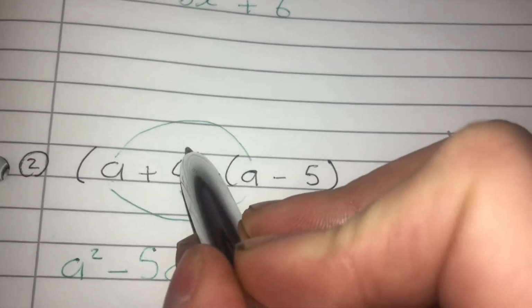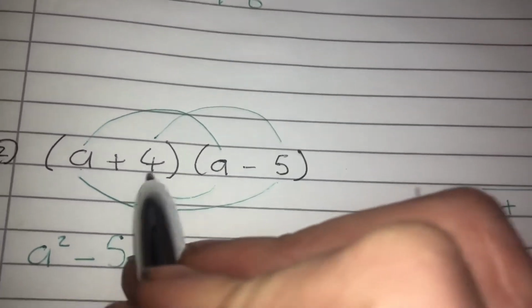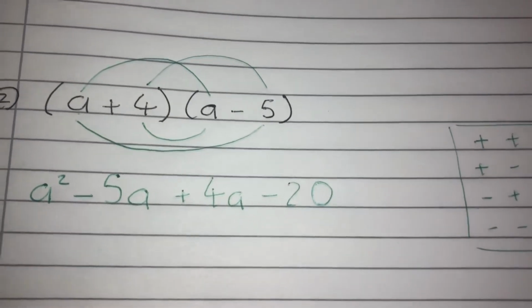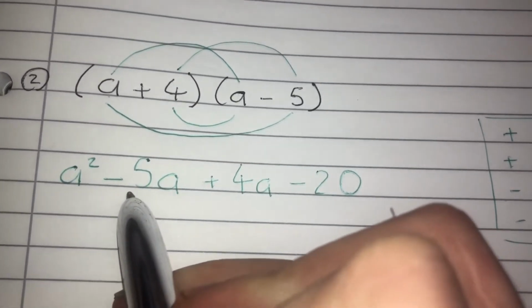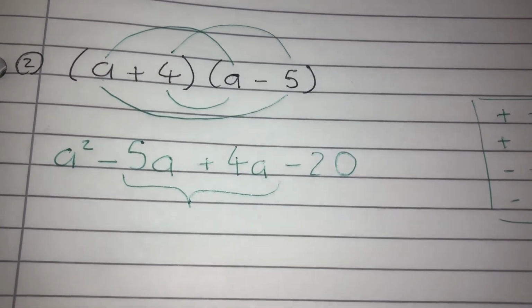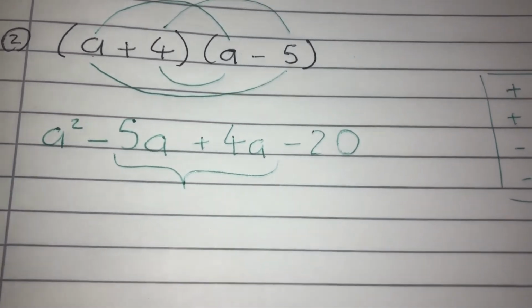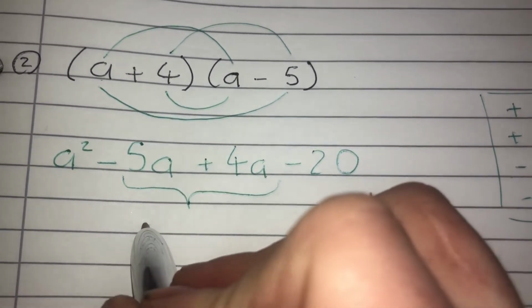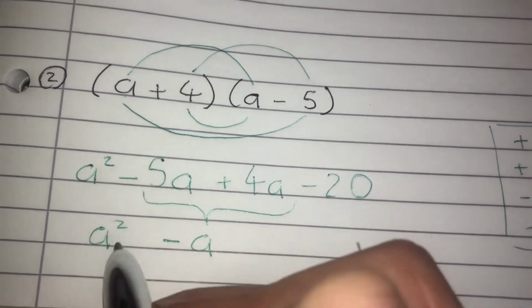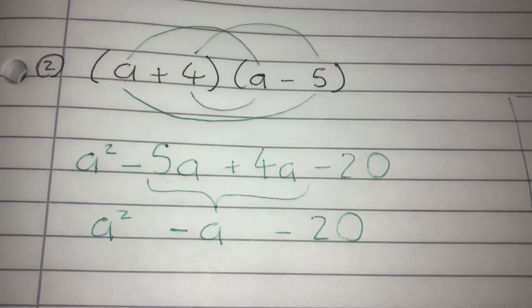And then the last terms, plus 4 times minus 5. Positive times a negative gives us a negative. So plus 4 times minus 5 is minus 20, because remember, we're multiplying everything here. Now we collect the like terms in the middle, just like we did above. Minus 5 plus 4, so if we have minus 5 and we're adding 4, remember that takes us up. Think of a number line, minus 5, adding 4, we're going up the way. That takes us to minus 1a, which is just minus a. And then we bring everything else down, the a squared minus a minus 20. Okay, and that's that example.